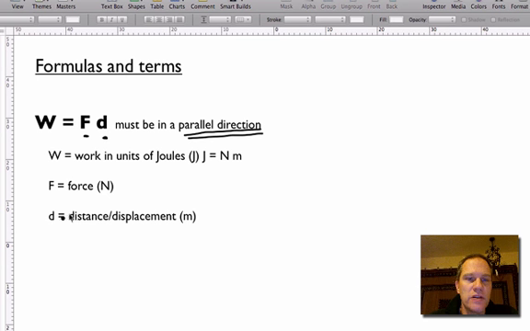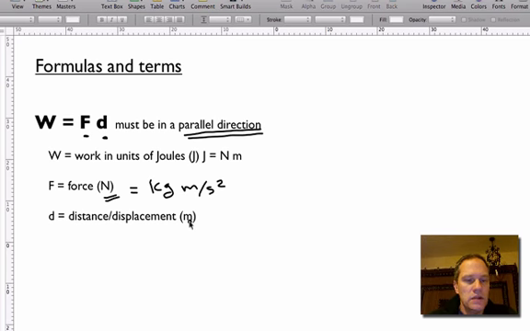Force is still measured in newtons. All forces, any type of force, can be measured in a newton. Remember that a newton is a kilogram meter per second squared. Distance or displacement is also in meters.